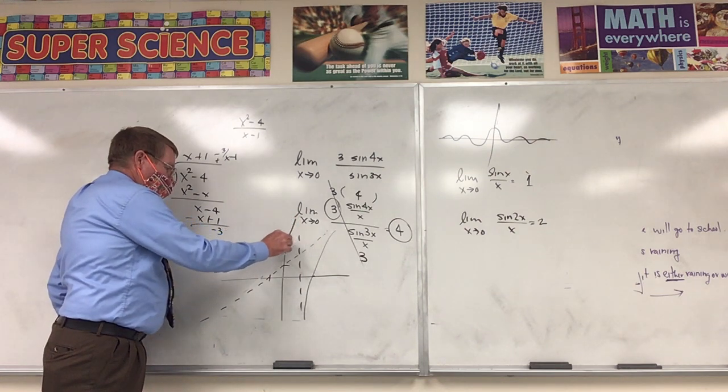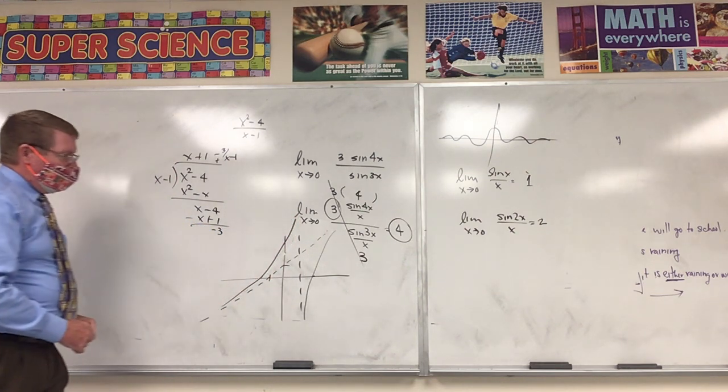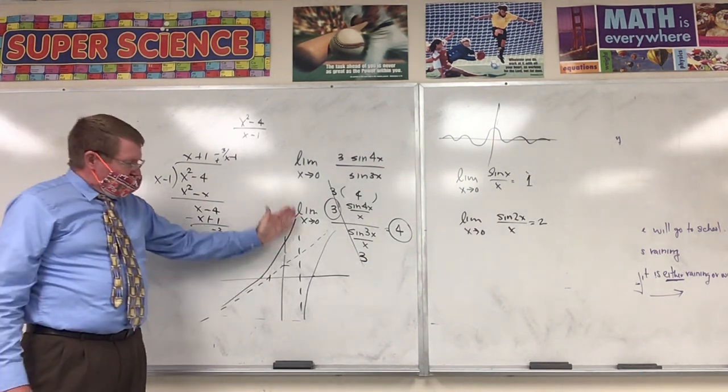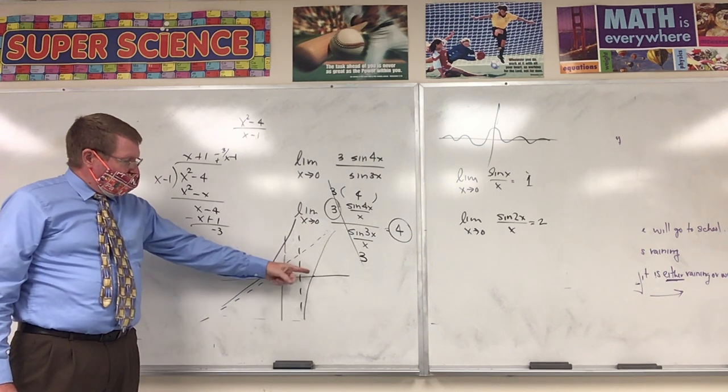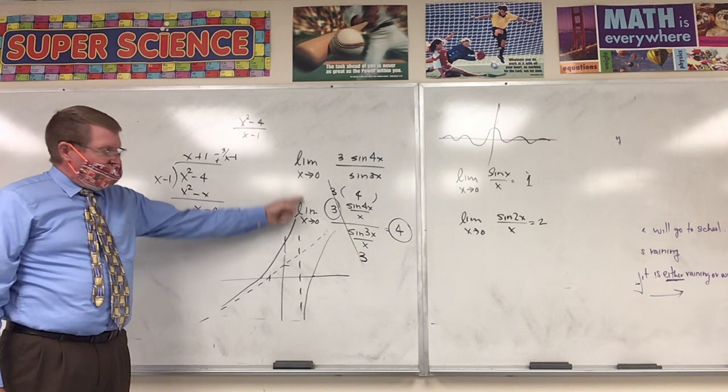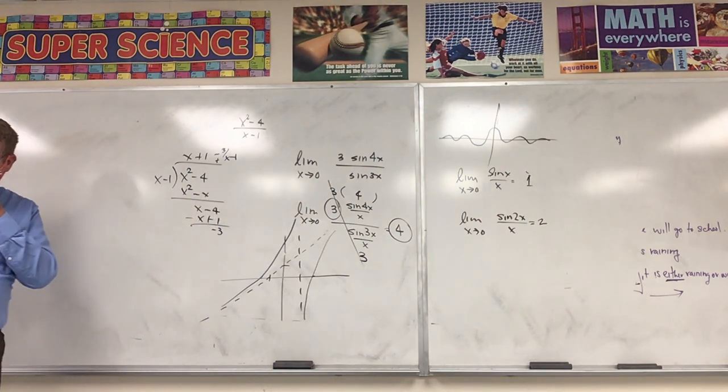It should be up here someplace. So here, using this graph, you see that at 1 there is no limit, because as I approach from the left-hand side, we go to negative infinity. As I approach from the right-hand side, I go to positive infinity. So there's no limit.